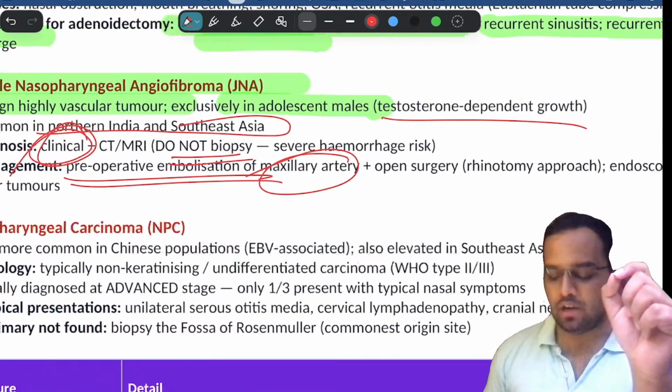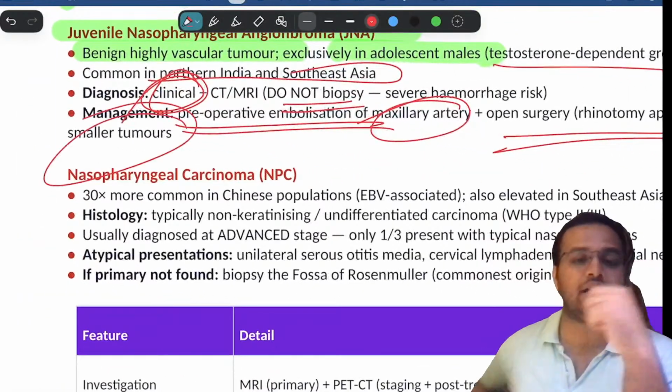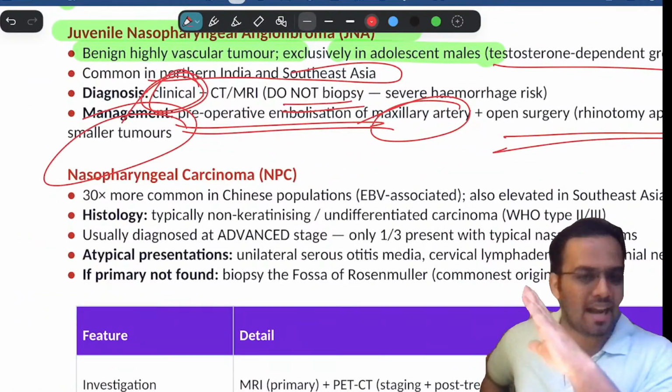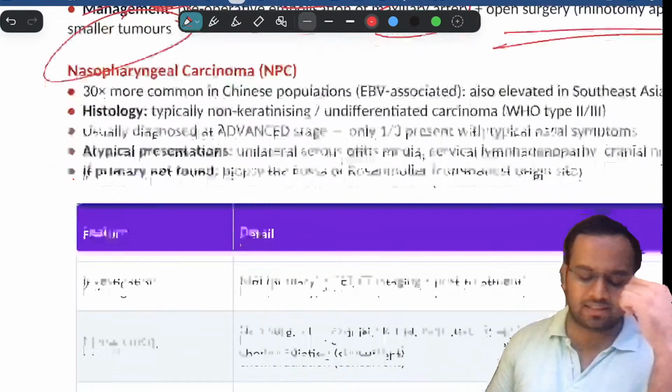Then you are going to go for an open surgery or ionotomy approach, or an endoscopic resection can be done in smaller tumors. So don't remove it directly, you first embolize it, and then you are going to go for excision. So what is nasopharyngeal carcinoma?